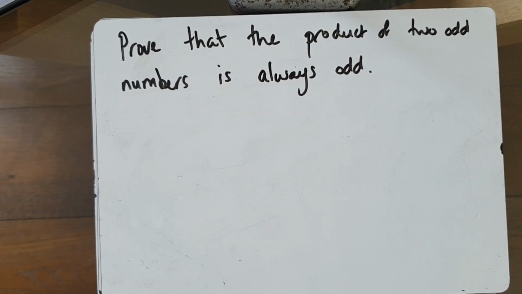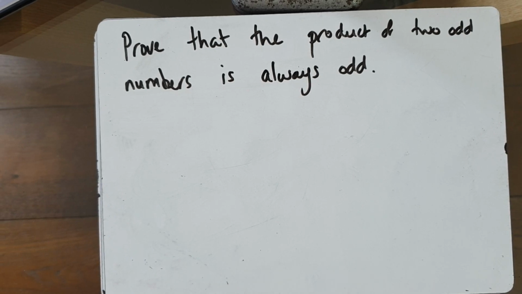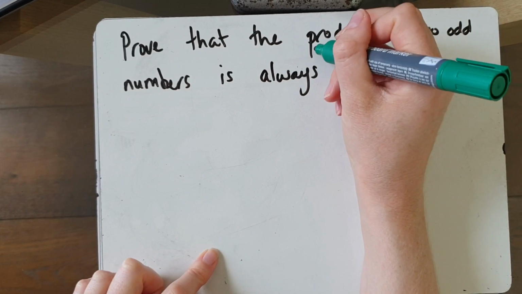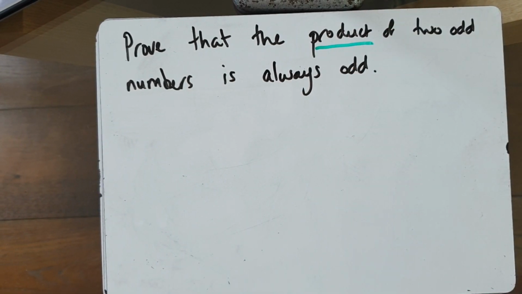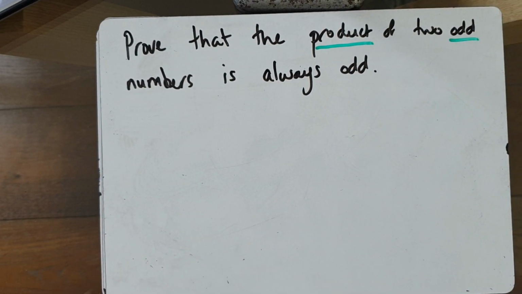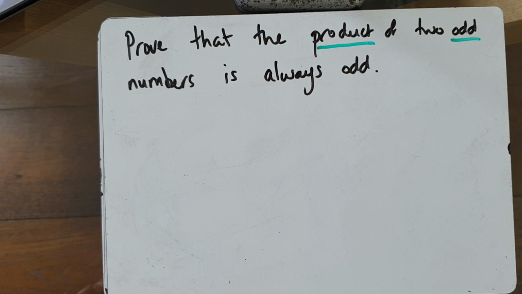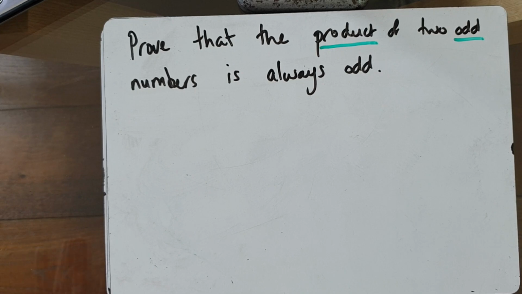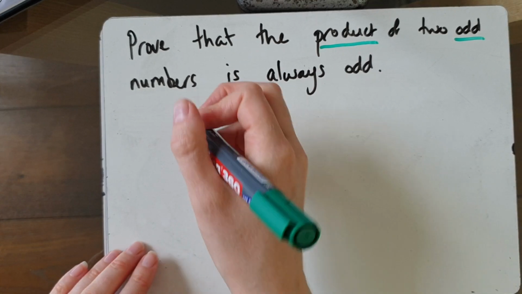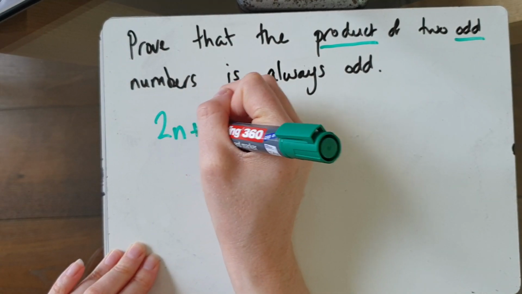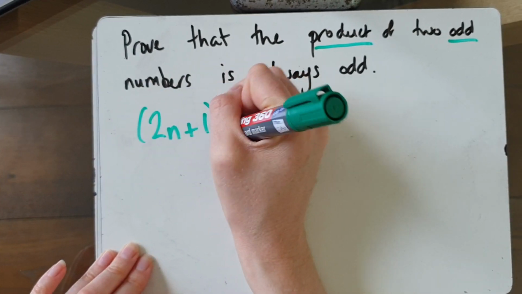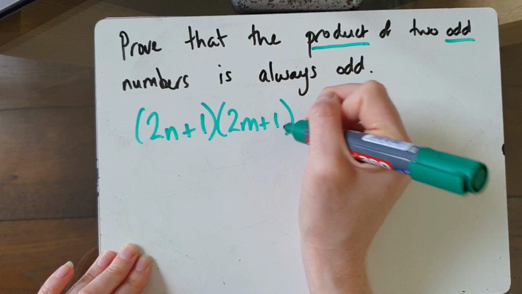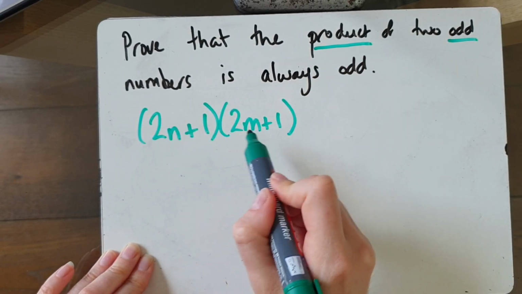Okay, next one. Prove that the product of two odd numbers is always odd. So, product is an important word, and it's two odd numbers. It doesn't say that they're related. It's not two consecutive odd numbers. It's just two odd numbers. So I'm going to use 2n plus 1, and I'm going to use 2m plus 1. And because it's the product, it means we're multiplying them together.